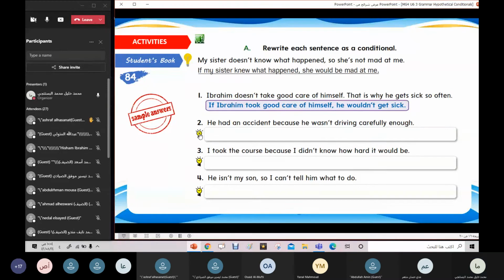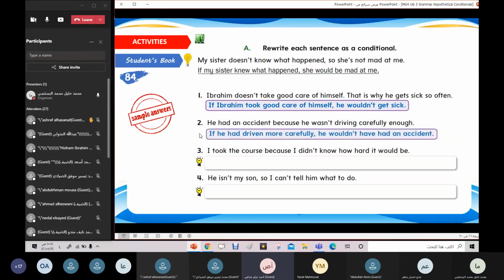Ahmed. Azam, read the answer. Okay. If he had driven more carefully, he wouldn't have had an accident. Yes, but the facts are, he had an accident, and because he wasn't driving carefully. These are the facts. Now here we can imagine the opposite. If he had driven more carefully, he wouldn't have had an accident.